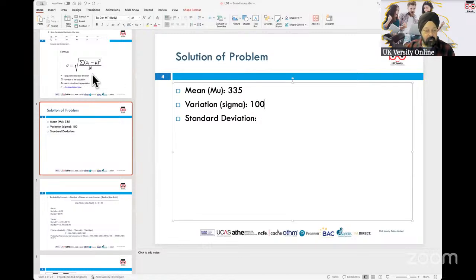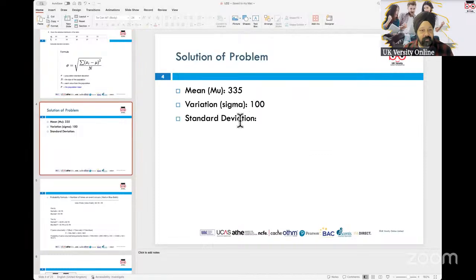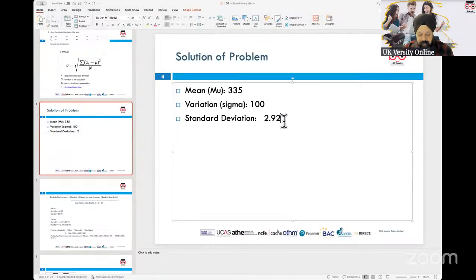Now, what I need to do apart from that is look at 335 minus 100, which is 235, the square of 235 divided by 100, which is this total. And then I have to take the square root of it, and that will give me the standard deviation. So if I use a scientific calculator, I'd arrive at an answer of 2.92.